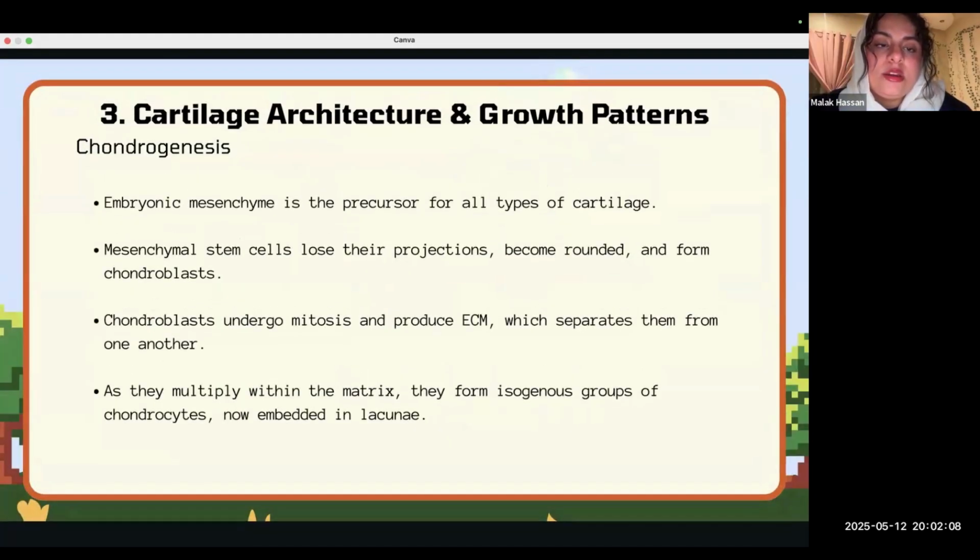Now, let's talk about the formation of cartilage. So how is cartilage formed, or chondrogenesis? It comes from embryonic mesenchyme. Okay, so embryonic mesenchyme, like we said, is the precursor for all types of cartilage. The mesenchymal stem cells will turn into chondroblasts, and chondroblasts will undergo mitosis. They're going to produce ECM, and then once they're embedded within the ECM, they're going to form isogenous groups of chondrocytes. Okay.